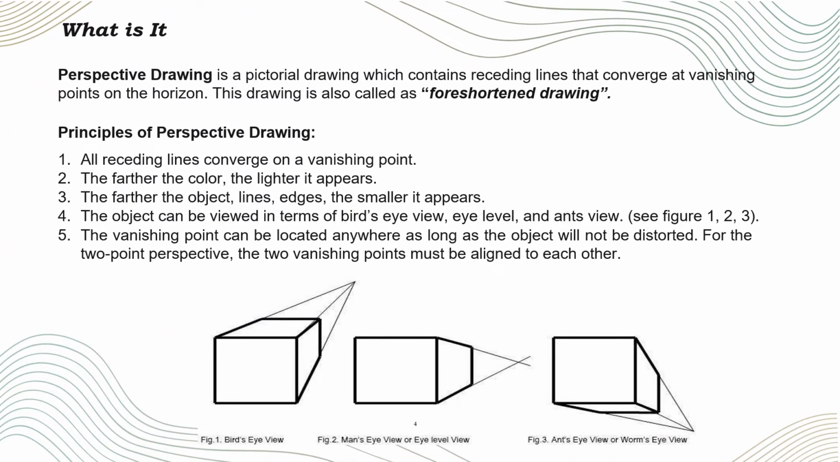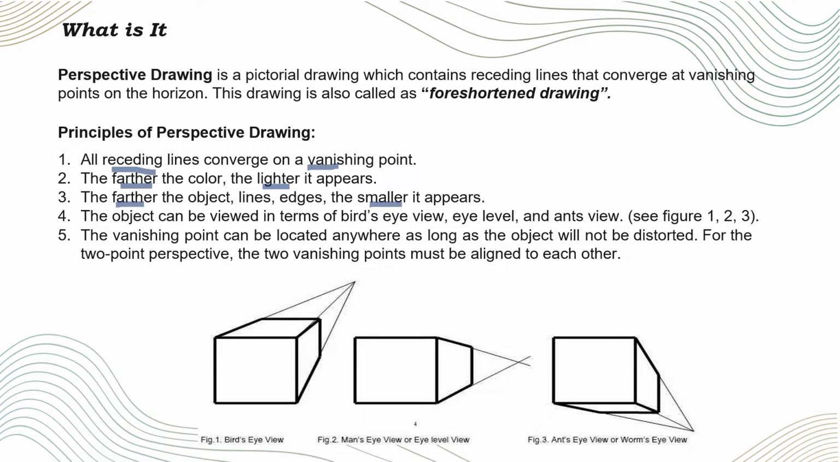Now let's have the what is it. Perspective drawing is a pictorial drawing which contains receding lines that converge at vanishing points on the horizon. This drawing is also called the foreshortened drawing. The principles of perspective drawing are: number 1, all receding lines converge on a vanishing point. Number 2, the farther the color, the lighter it appears. Number 3, the farther the object, lines, edges, the smaller it appears.